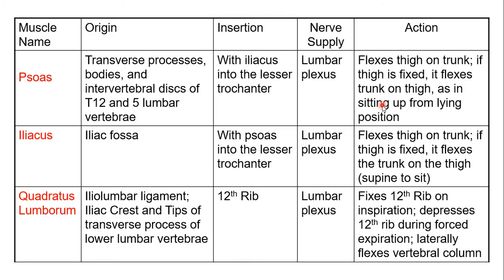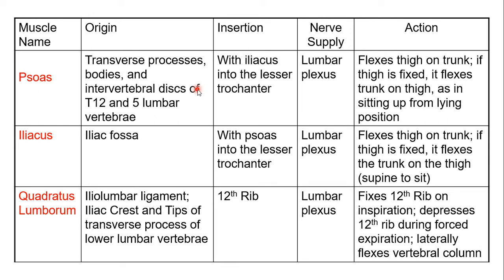Okay. Aside from that, we also have here your psoas muscle. It originates at the transverse processes, bodies, and intervertebral discs, starting from the T12 vertebra up to the fifth lumbar vertebra. They insert with the iliacus into your lesser trochanter, which is found in your femur, and it acts as a flexor of the thigh or the hip on the trunk. And whenever your thigh is fixed, especially when you are sitting, it flexes the trunk on the thigh, as in sitting up from a lying position.